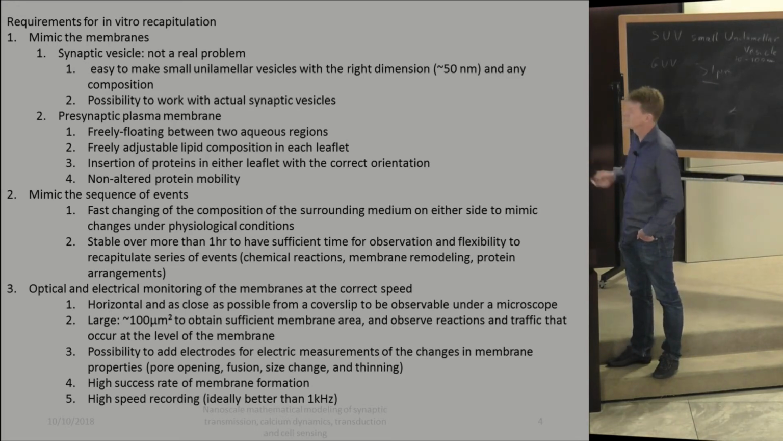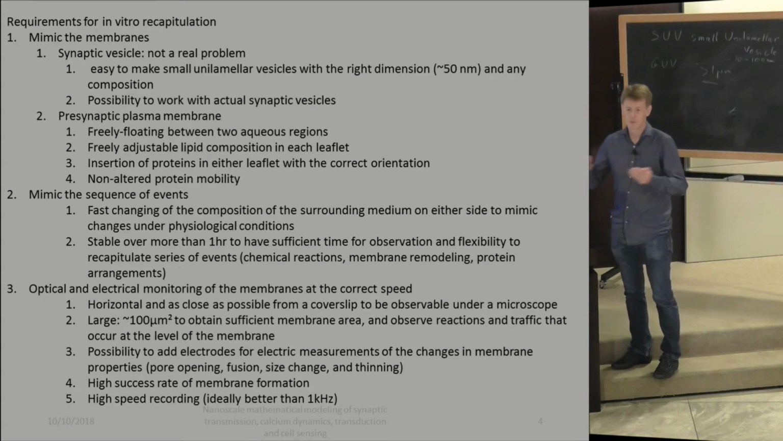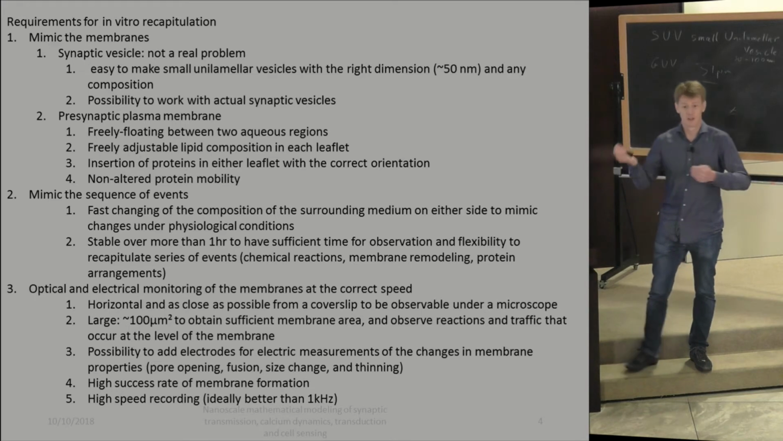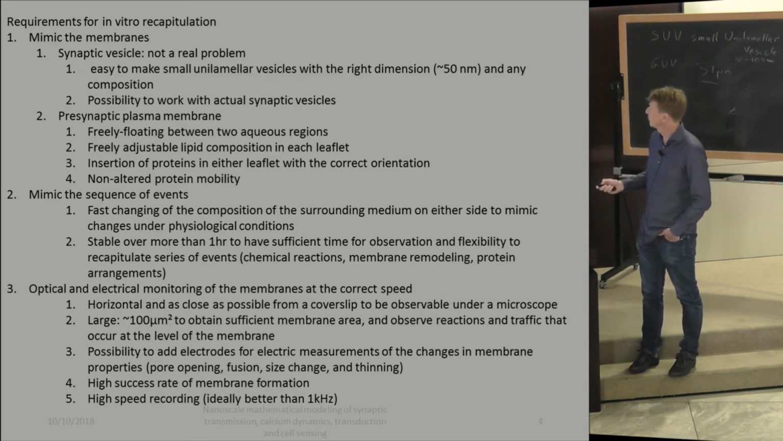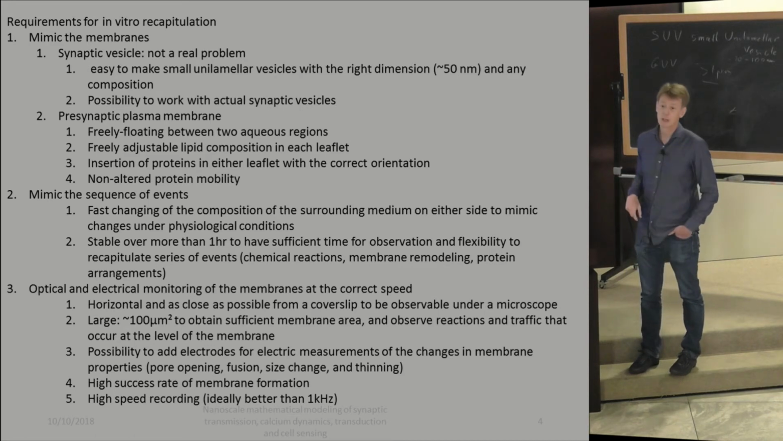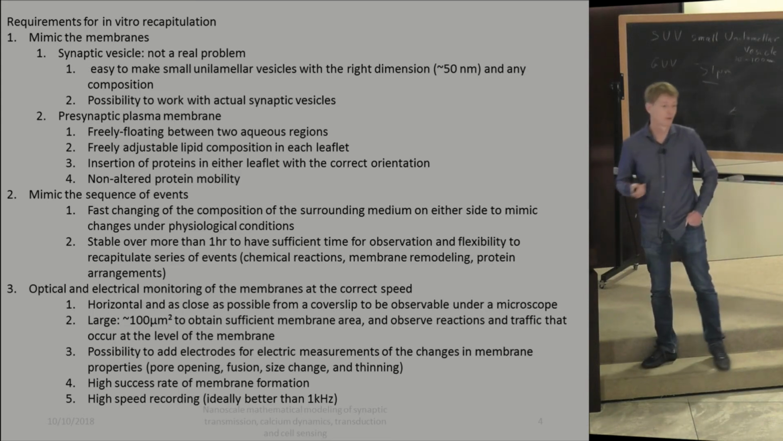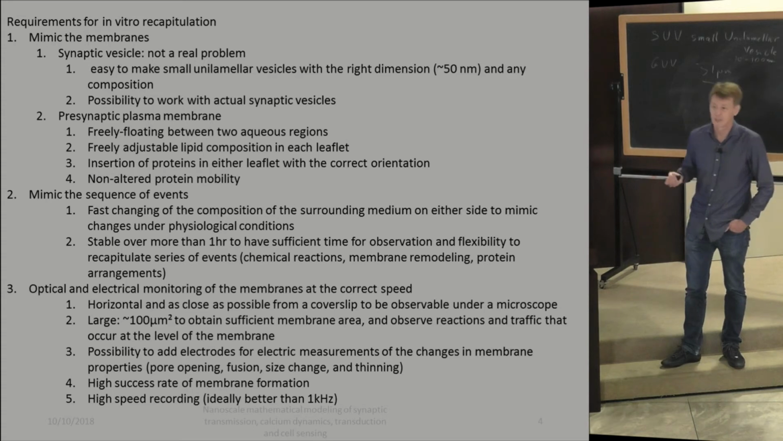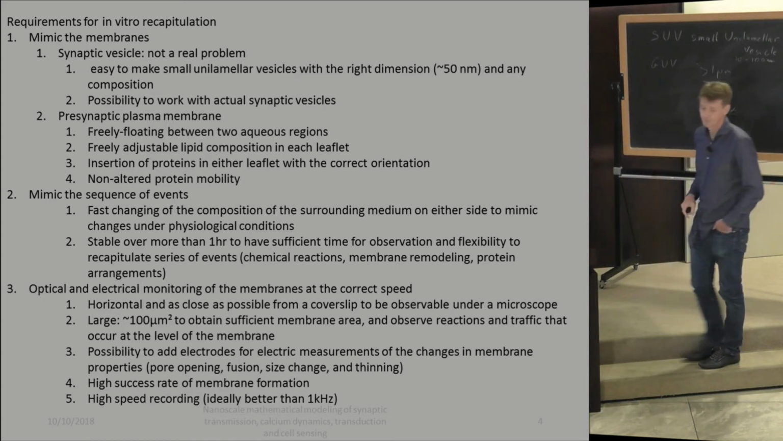We also want to mimic the sequence of events. There's a lot of change of medium composition on either side of the membrane, and we'd like to be able to change this composition very quickly. We also want a membrane that we can actually observe for a decent time. If it's stable over an hour, it will help. If it lasts 10 seconds, we're going to have problems doing an experiment. So we need to be able to change the composition around it and to have a stable membrane.